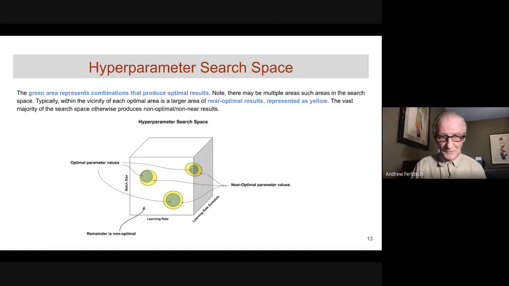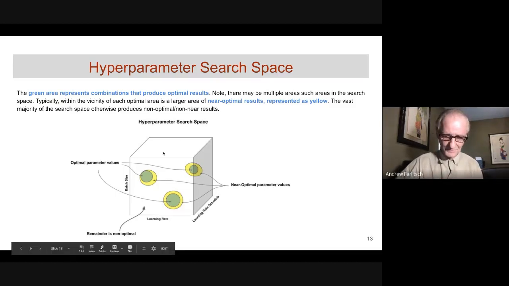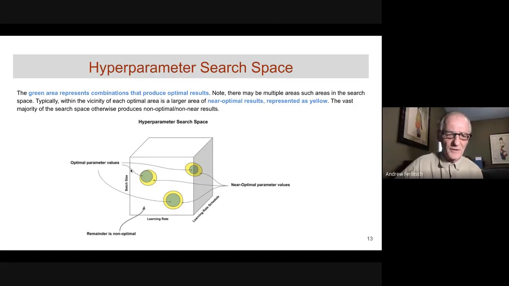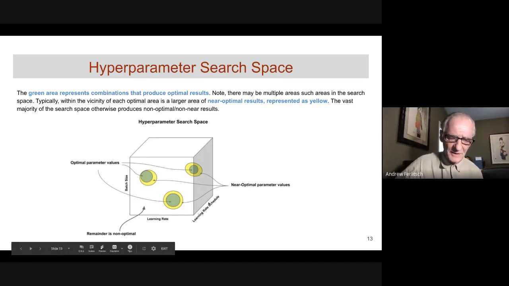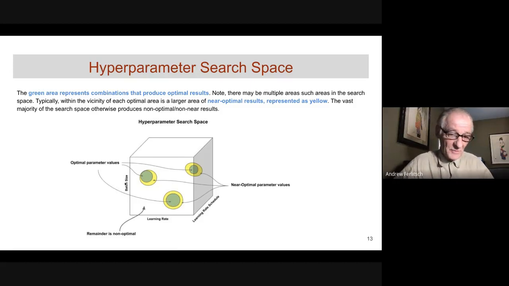Okay, so I like to visualize the search space with this type of picture here. And what it's trying to reflect here is these are all the different combinations. And here I'm just visualizing it as a three-dimensional space, as if there were only three hyperparameters to tune. In this case, batch size.